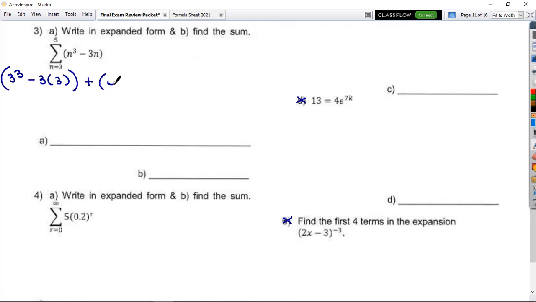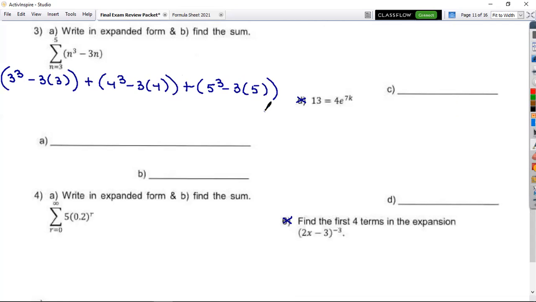Then I would go 4 cubed minus 3 times 4. And then one more of these. So plus, I stop at 5. So 5 cubed minus 3 times 5. And then all you need to do is place this in your calculator. So you could type it just like it appeared like that.